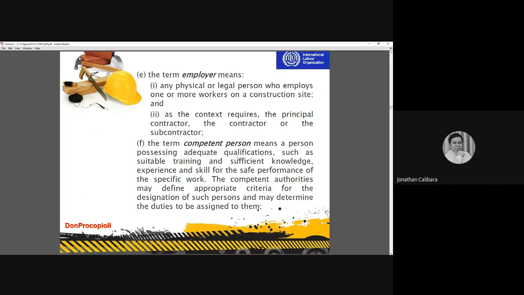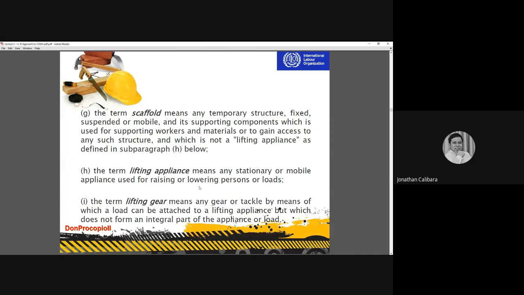Next is competent person, defined as someone with training, sufficient knowledge, and qualifications. Scaffolds are temporary. You have to understand this one: temporary means not forever. Temporary means it will be placed, positioned, and used for a short period of time. Although it is fixed, of course we have to support the people who are using the scaffolds. Scaffolds are used to support workers in doing their job, especially at heights.